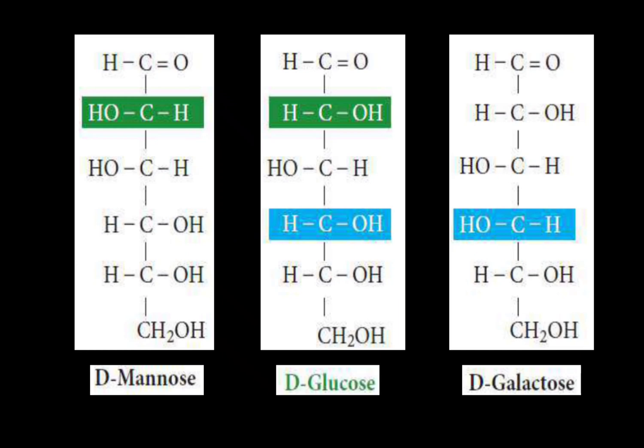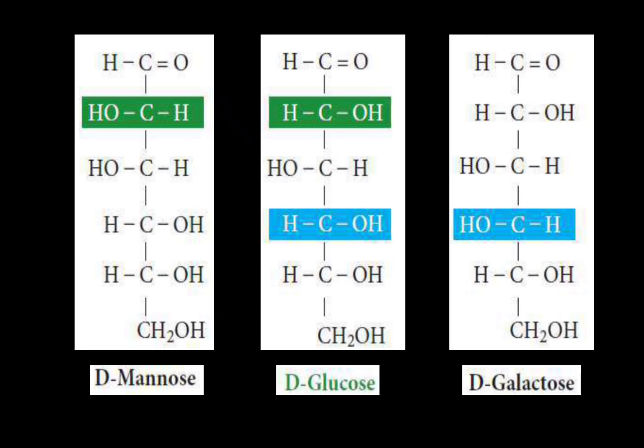So you have to remember that D-glucose and D-mannose are epimers in relation to the second carbon, but D-glucose and D-galactose are epimers in relation to the fourth carbon. Glucose differs from mannose in relation to the second carbon, while glucose and galactose differ in relation to the fourth carbon. So the second epimer is mannose, and the fourth epimer is galactose.